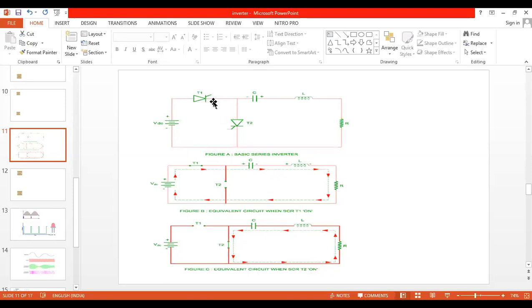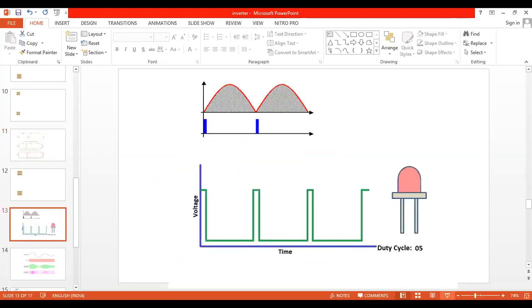Case 1, T1 is on, and case 2, when the capacitor discharges, T2 is on. When the capacitor discharges, T1 will be off, because when it is completely discharged, the load current will be equal to zero. So now, I hope this point is clear, series inverter. Waveforms we'll see later on. So this is the most important concept in today's class.